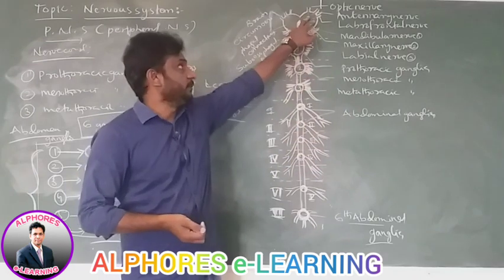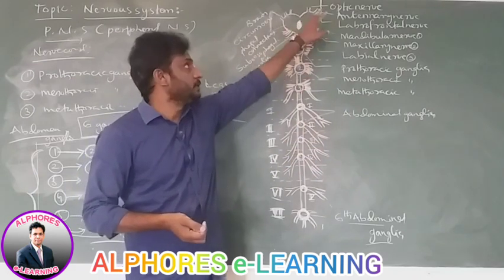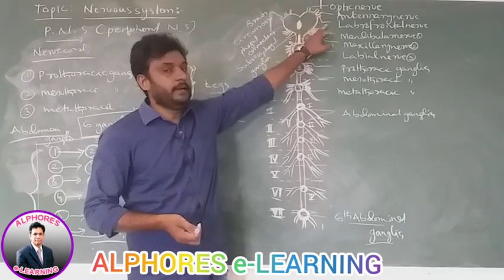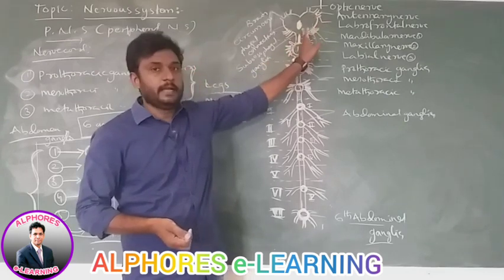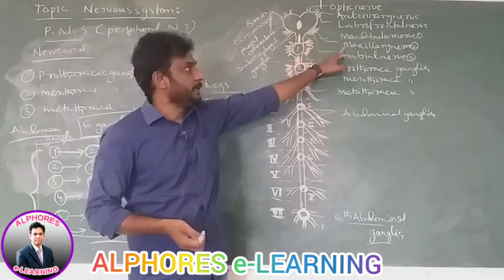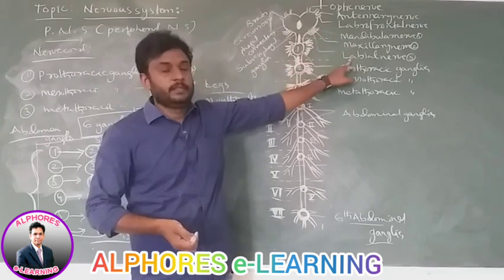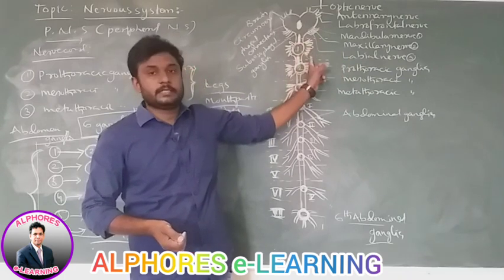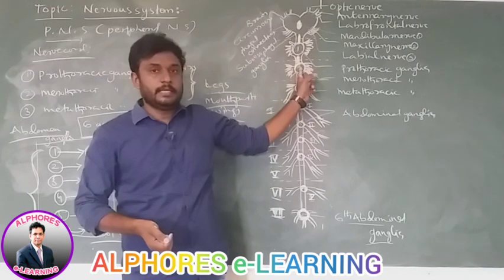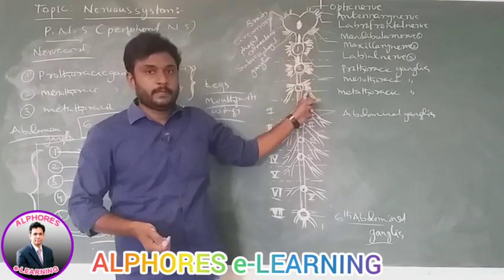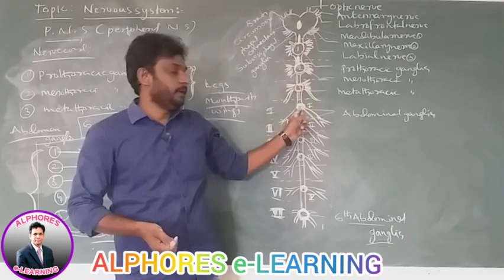Okay, from the brain, 3 pairs of nerves arise: optic nerve, antennal nerve and labiofrontal nerve. From the subesophageal ganglia, 3 pairs of nerves: mandibular nerve, maxillary nerve, labial nerve. From the prothoracic ganglia, 6 pairs of nerves. Mesothoracic ganglia, 5 pairs. Metathoracic ganglia, 5 pairs. Okay, next, abdominal ganglia.